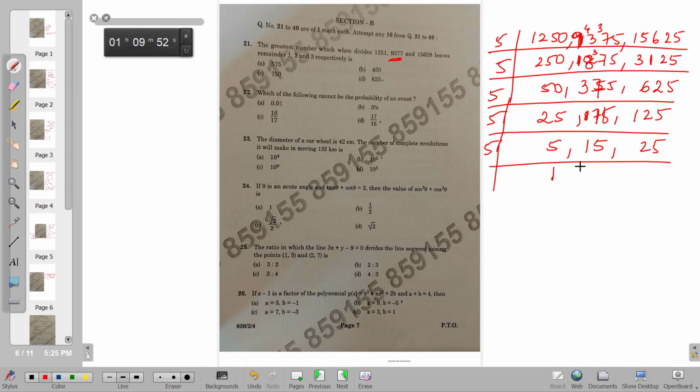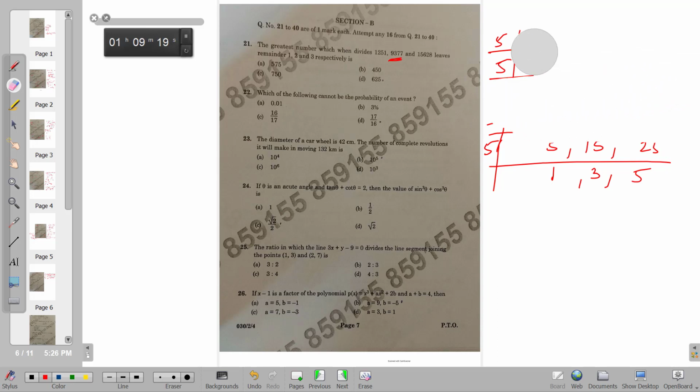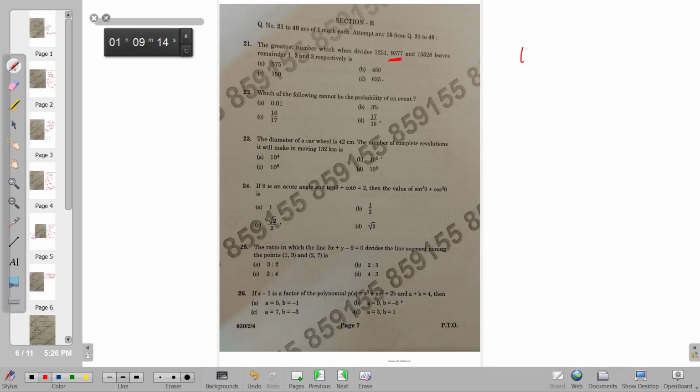So we have 1. Okay. And then we have 3 and then we have 5 over here. So what is the HCF over here? The HCF would become 5 to the power... I'm making continuous mistakes. 5 into 1. Let me correct that. See, I made constant mistakes in an HCF question. Oh my god. Let me correct that.